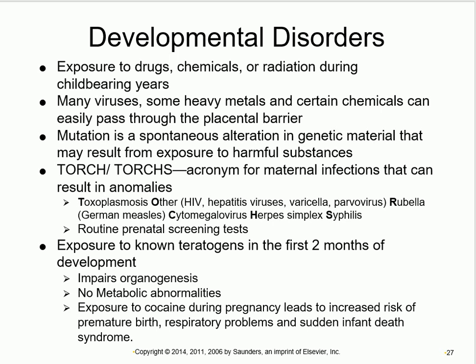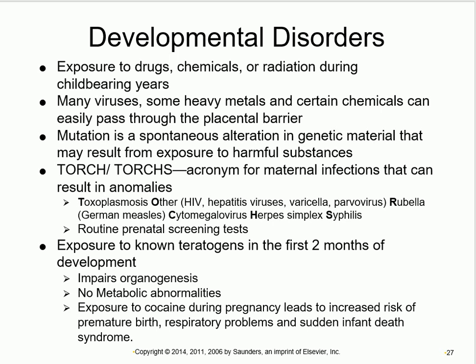During the first two months of life, which is during the embryo stage, you can be exposed to teratogens, and we talked about this. If you're exposed to one of the teratogens during the first 2 months, you will have impaired organogenesis. What does organogenesis mean? Yes, exactly. The organs are developing, and you have an issue with that.